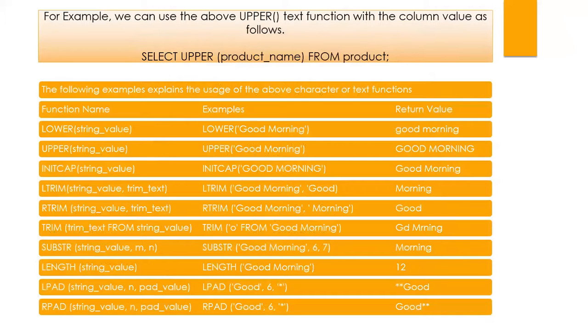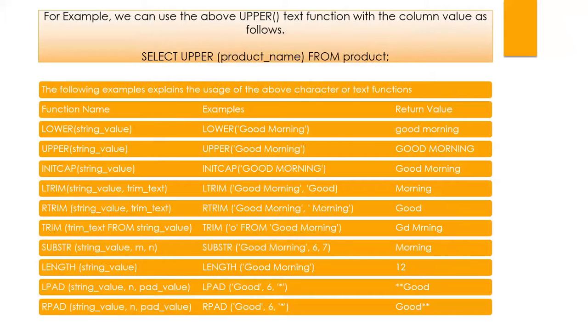The first function is lower of string value. Lower of 'good morning': the return value is all the characters in lowercase. Upper of string value: upper of 'good morning', so all the characters are capitalized. InitCap of 'good morning': the first letter of each word is capitalized.